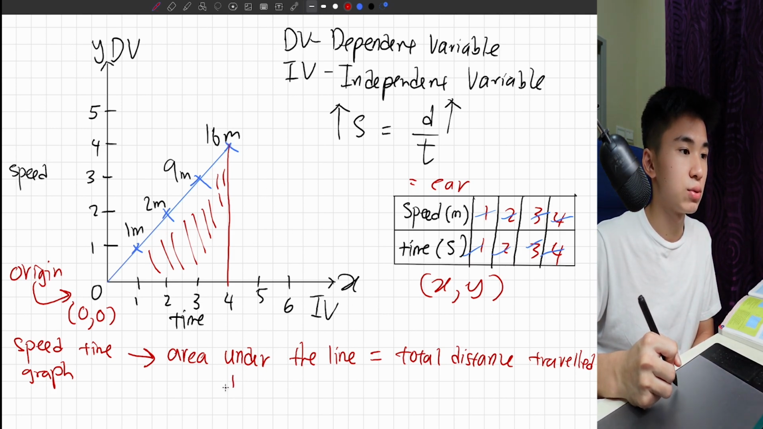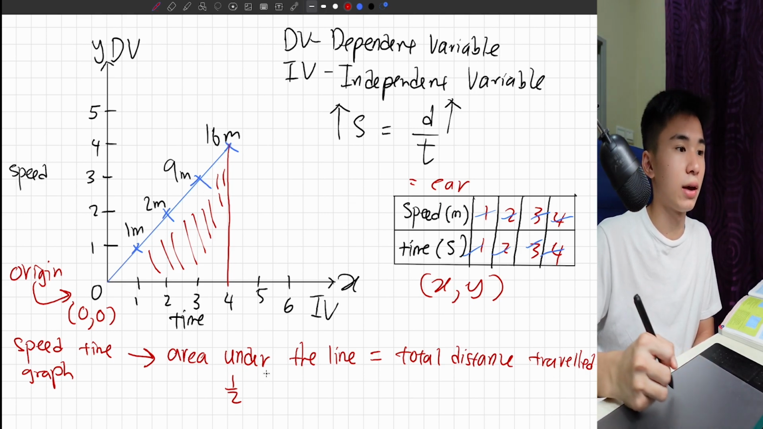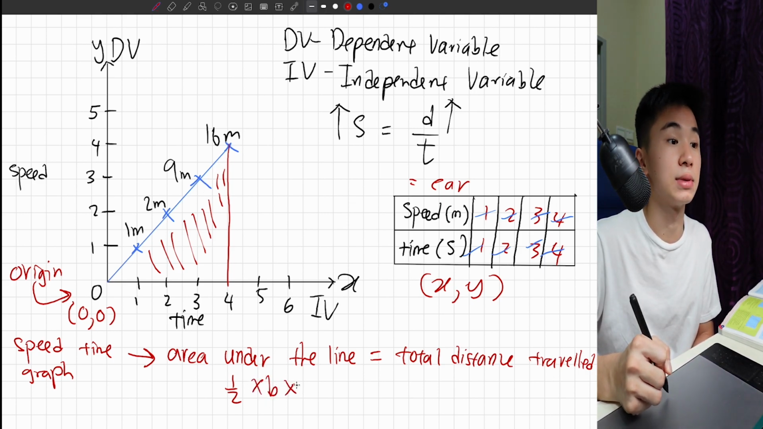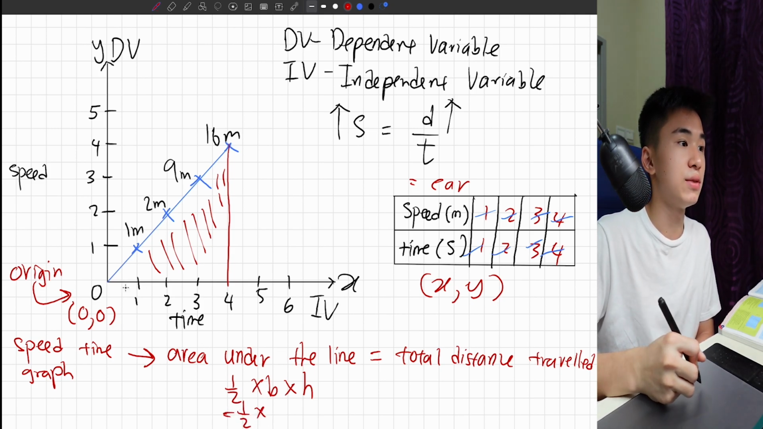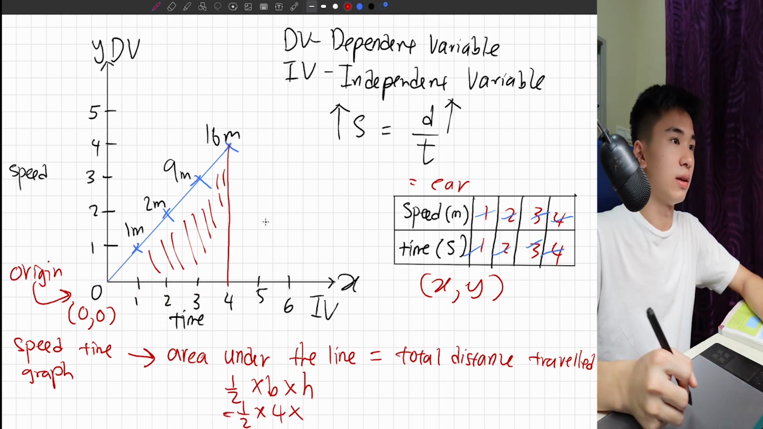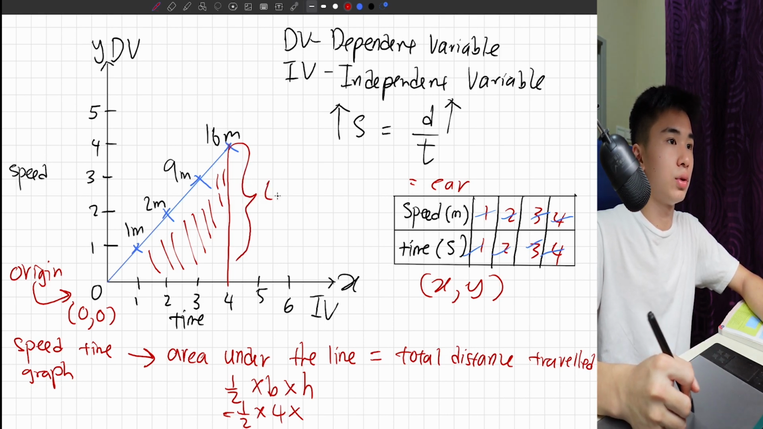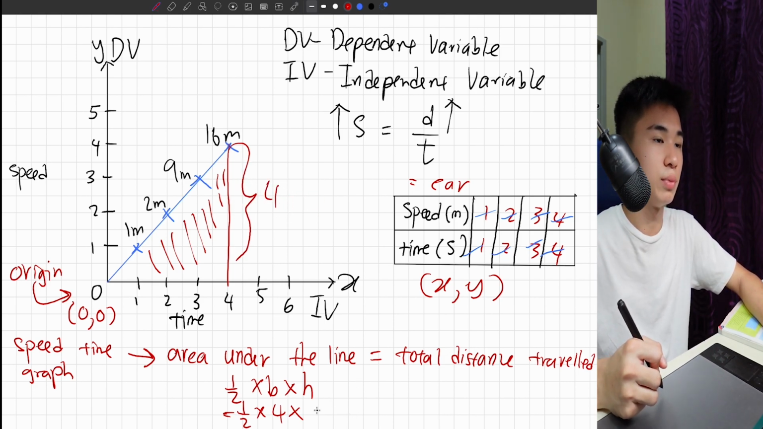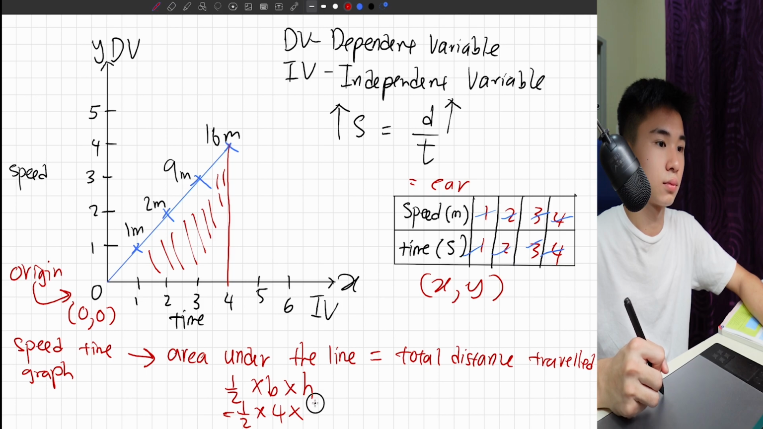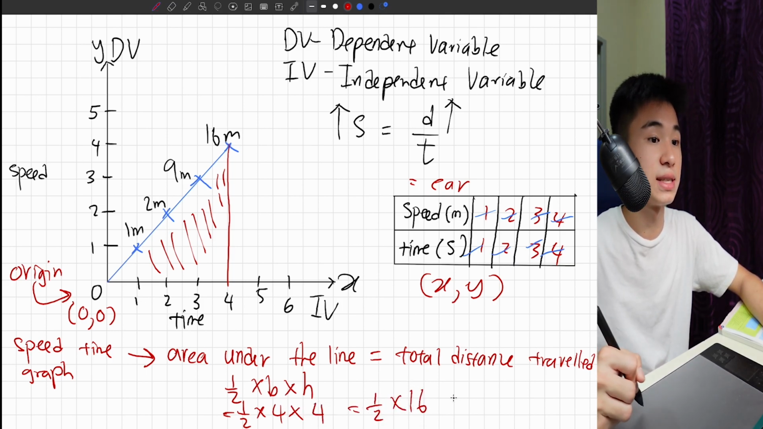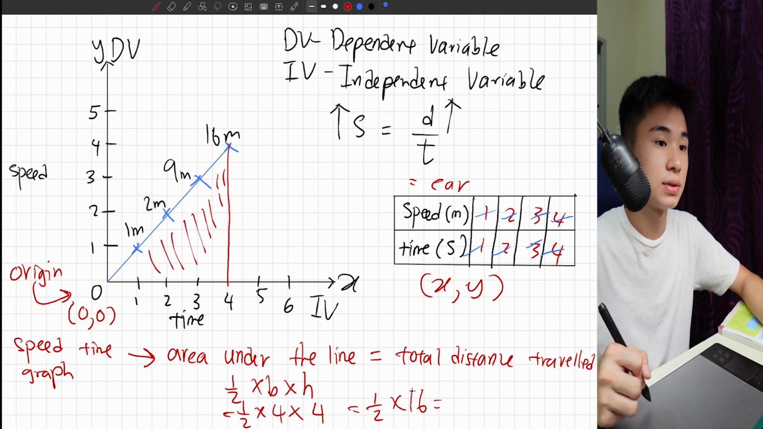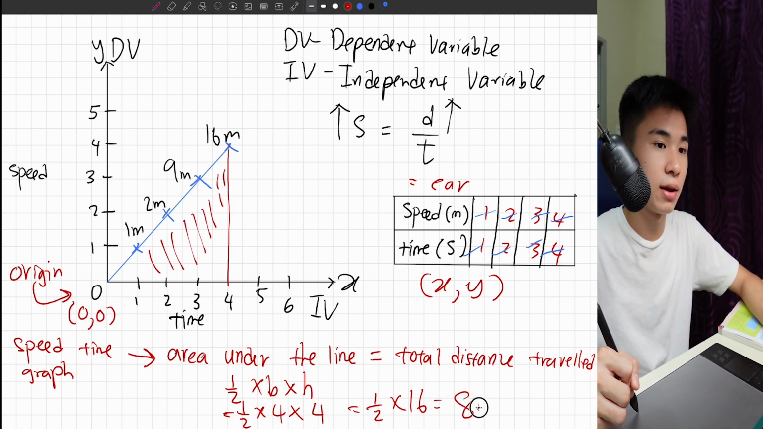So the area is 1 over 2, because this is a triangle, so 1 over 2 times base times height. And 1 over 2 times the base, which is 4. Then the height here is 4 units, so it's going to be 4 as well. So 1 over 2 times 16, because 4 times 4 is 16. And 16 over 2 is going to be 8 meters.